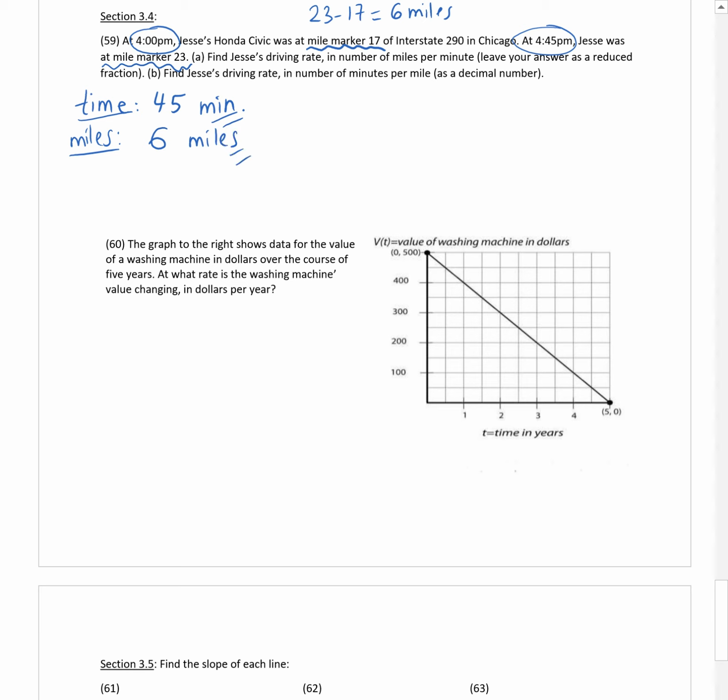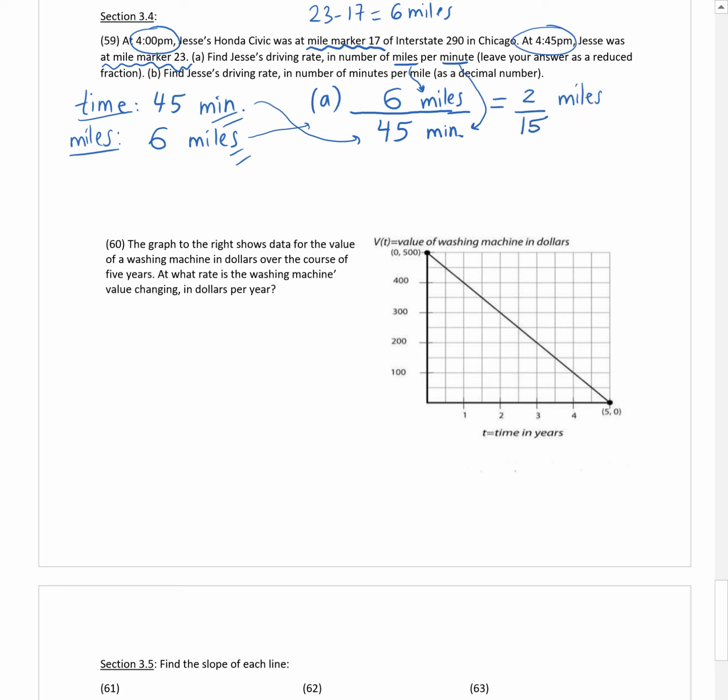So part A, they want us to find the driving rate in number of miles per minute. So remember, in this section, we said you want to set up a fraction where the numerator has the first unit that they mentioned, miles, and the denominator has the second unit they mentioned, minutes. So I wrote over here that there were 6 miles, and then there were 45 minutes. So we got 6 over 45. That doesn't come down to a nice number, but at least it reduces a little bit. I know 3 goes into both of those. 3 goes into 6 twice, and 3 goes into 45 15 times.